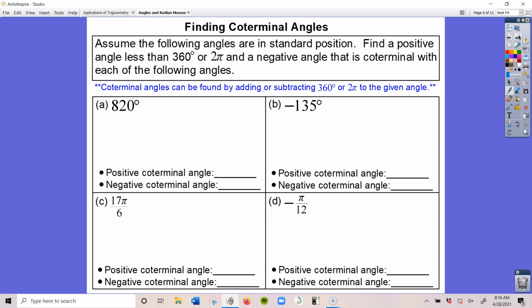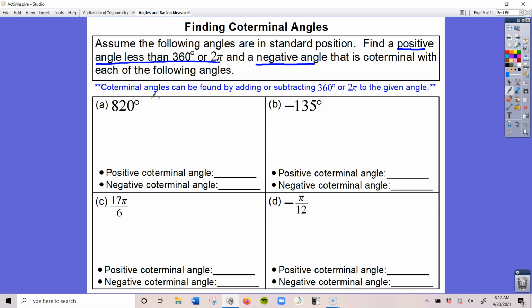Assume the following angles are in standard position. Find a positive angle less than 360 or 2 pi. So that's going to be for the positive. We want it to be less than 360 or 2 pi. And a negative angle that is coterminal to each of the following angles. So, like I said earlier, coterminal angles can be found by adding or subtracting 360 or 2 pi to the given angle. So first, let's find a positive coterminal angle for 820.